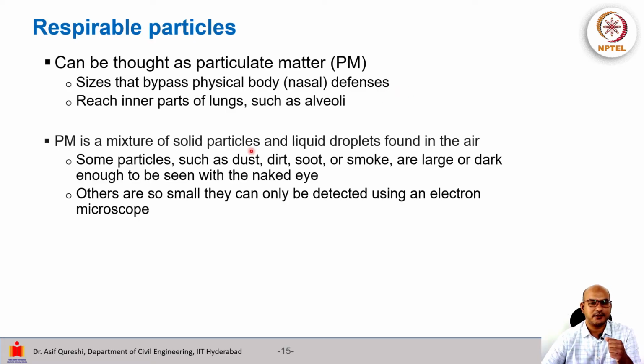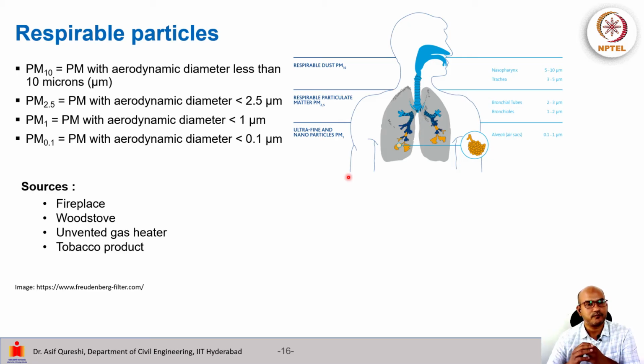Some particles such as dust, dirt, soot and smoke are large and dark enough to be seen, but others are so small that you would need an electron microscope to detect them. So they come in a very wide variety of sizes. In terms of an easy classification, we can define PM10, which would be PM with aerodynamic diameter less than 10 micrometers. So we are somewhere at this stage.